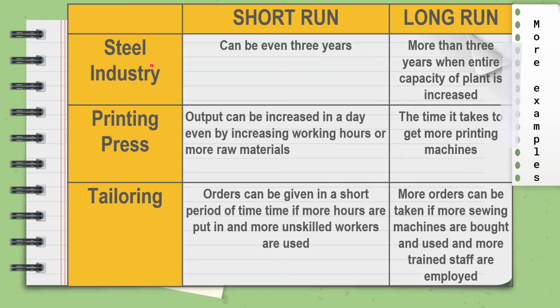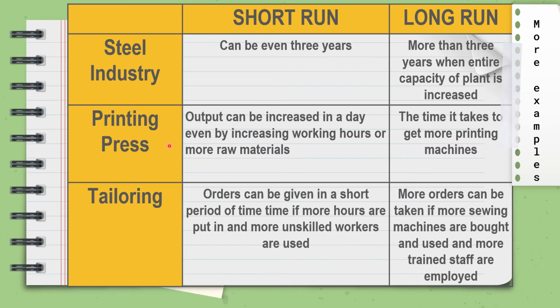Let us see for other industries how short the short run can be. You'll be surprised to know that for the steel industry, the short period or the short run can even be 3 years, which means the long run would be more than 3 years, where the entire capacity of the plant is increased to increase the production of steel. You cannot just bring about a large-scale increase in steel in the short period, because to increase the scale of production in especially these large-scale industries, it takes a long time. So for the steel industry, the short period can run to even 3 years.